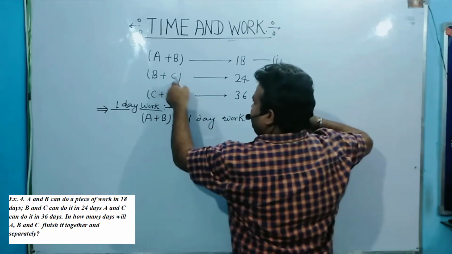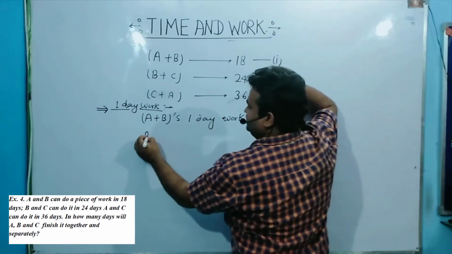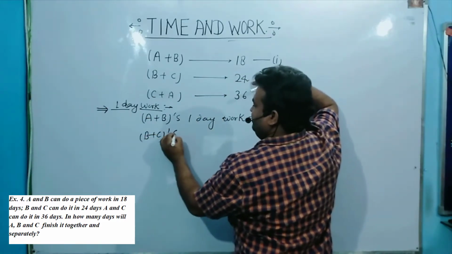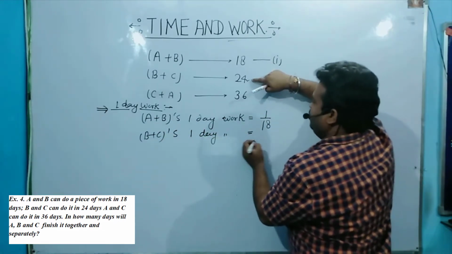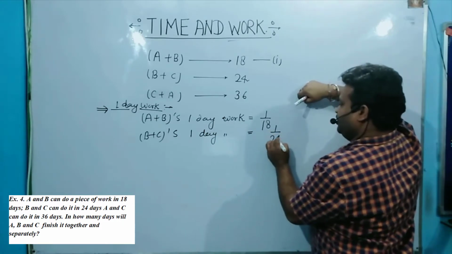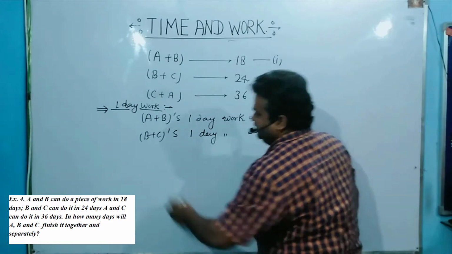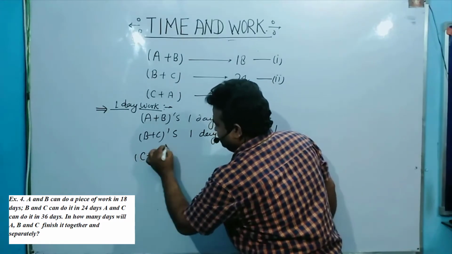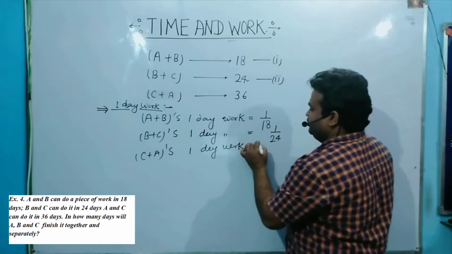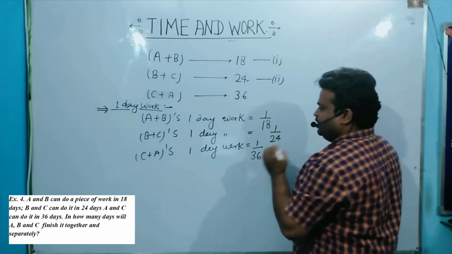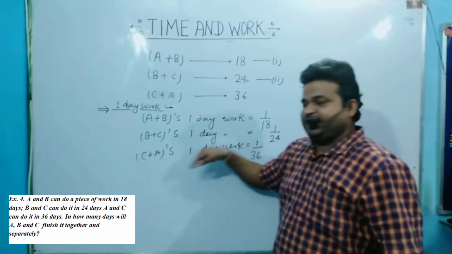Now what is B and C's one day work? This is the total days given to you. So B plus C's one day work is equal to 1 by 24, from equation 2. Now what is C and A's one day work? So C plus A's one day work is 1 by 36. Now you have three equations: A and B's one day work, B and C's one day work, C and A's one day work.